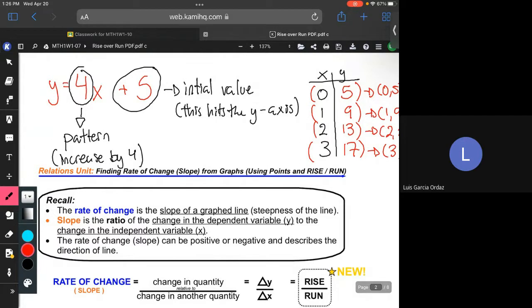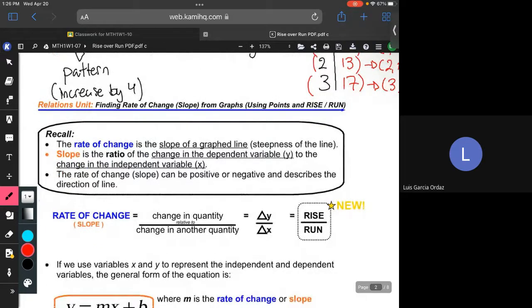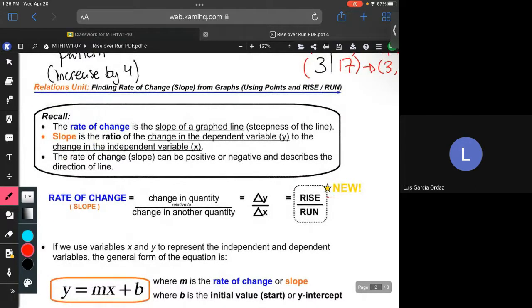That's it. So the rate of change is the slope of the line, so it's the steepness of the line. Remember yesterday how we had different numbers and each line was different in steepness. So what did I say? The bigger the number, is it more steep or less steep? More steep. And the lower the number, so if it's a very small fraction, the less steep it's going to be. The slope is the ratio between the change of the dependent variable versus the independent variable. This is where rise over run comes from. Your rise is your y-axis, and your run has to do with your x-axis.